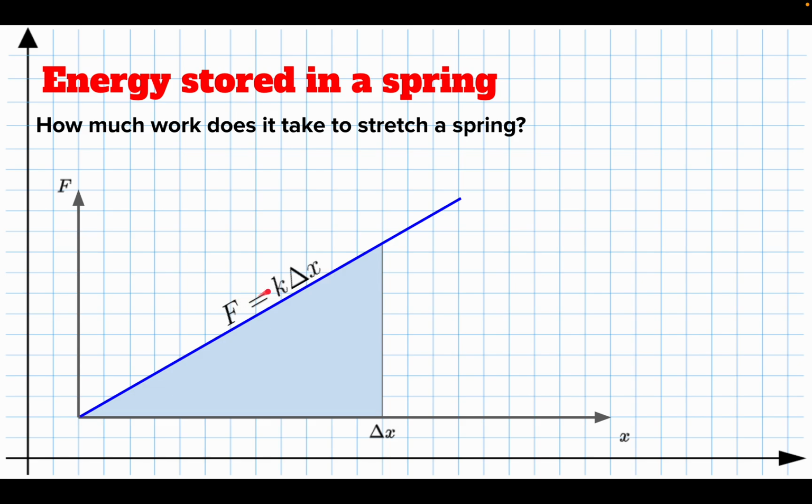Now I'm ignoring the direction. I could plot this in the fourth quadrant, but it's a little hard to visualize. So I'm ignoring the direction. I'm just saying the magnitude of the force is equal to k times delta x.